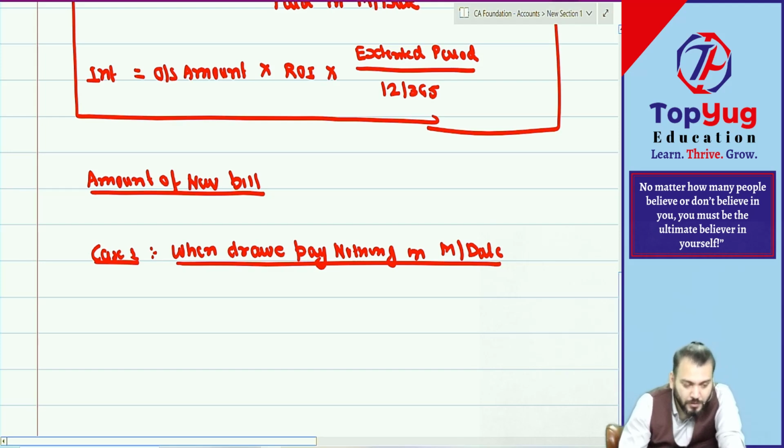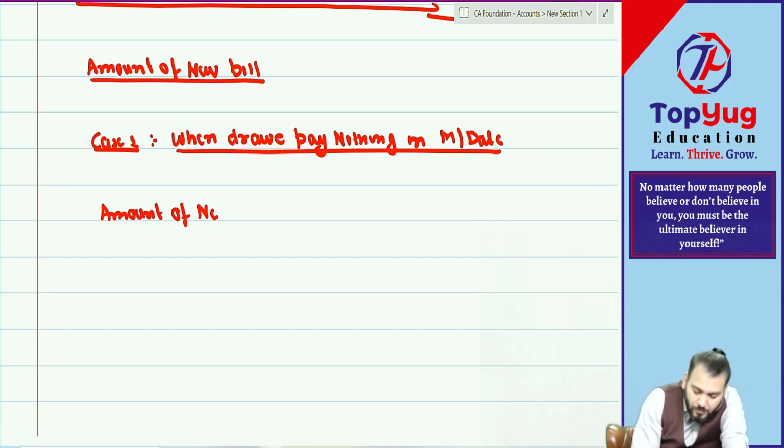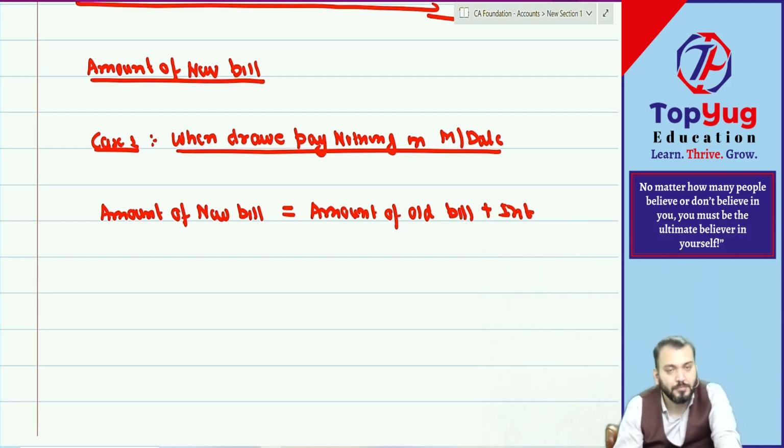Correct. So can you say the amount of the new bill will be equal to the amount of the old bill plus what? Plus interest. Simple. Correct.